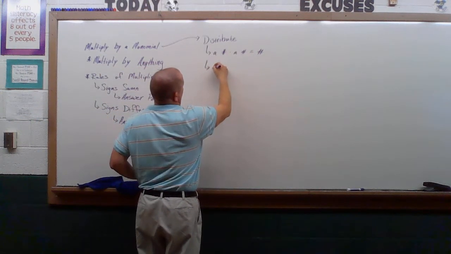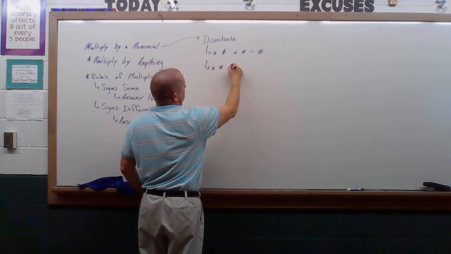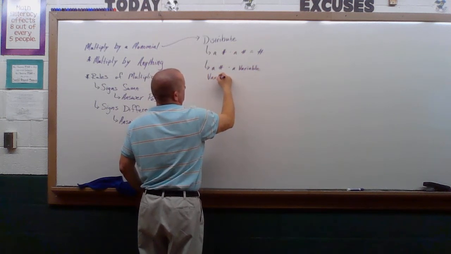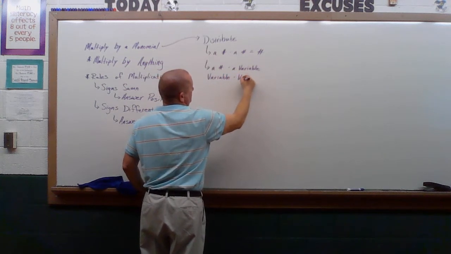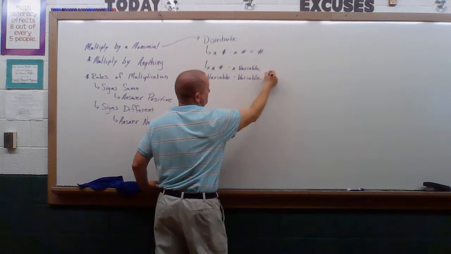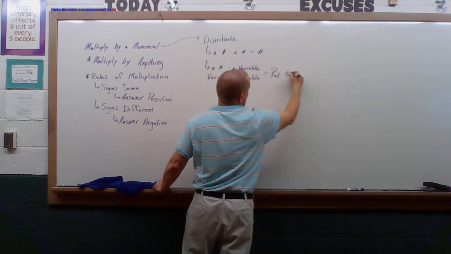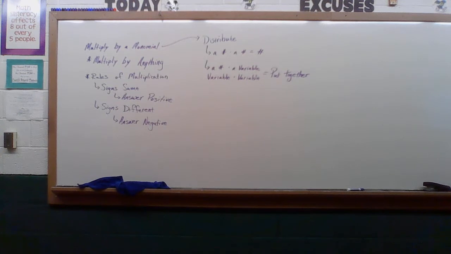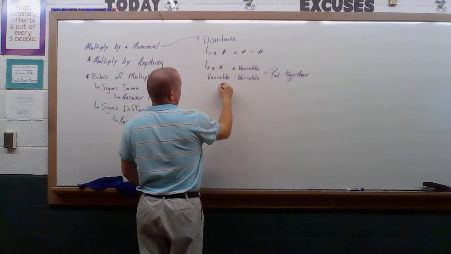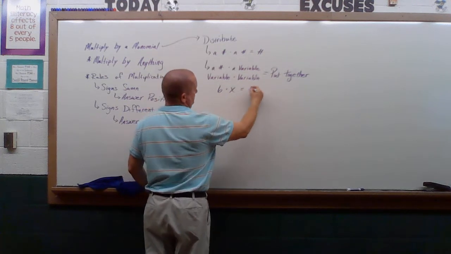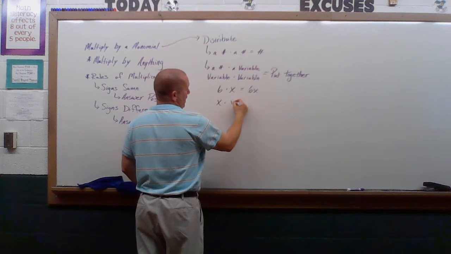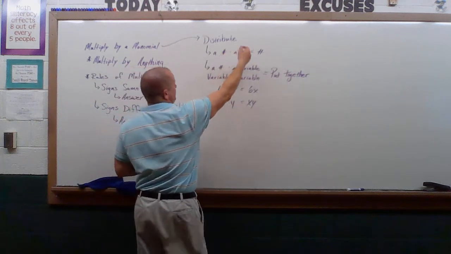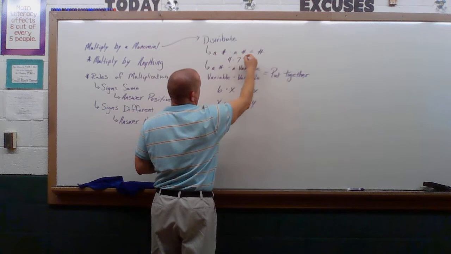If we multiply a number times a variable, or two variables together, how do I show that I multiply those together? You just put them right together. That shows that we did our multiplication, but we really didn't do anything. So if we have 6 times x, my answer is 6x. If I have x times y, my answer is xy. I just put them together. Up here, my number times a number, if it's 4 times 7, we just multiply.